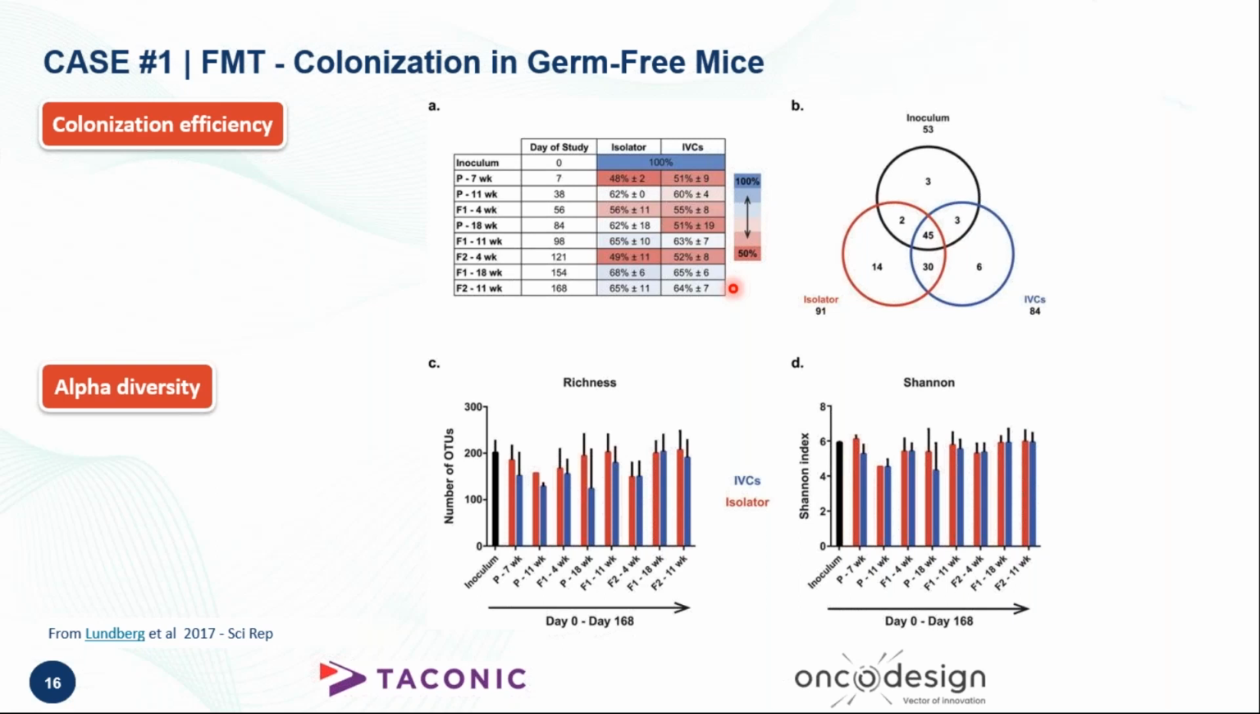Then in B, we looked at the number of overlapping taxa compared to the inoculum of all samples, and we assessed whether more or fewer taxa were detected in the less protected IVC housing system compared to the isolator. A total of 53 genus level taxa were identified in the inoculum, and of these, 47 were recovered from the mice in the isolator, circled in red, compared to 48 in the IVC, circled in blue. And there were 45 common between all three.